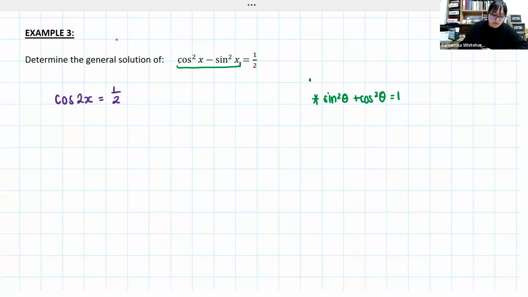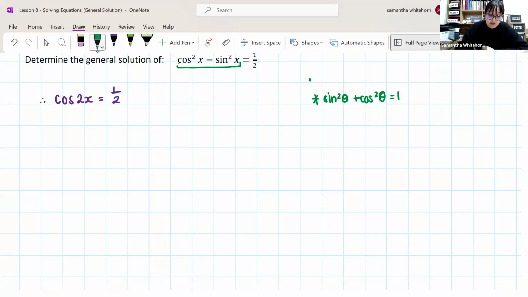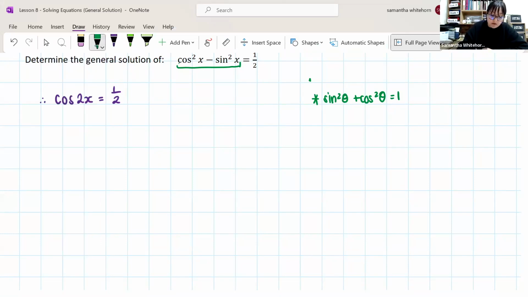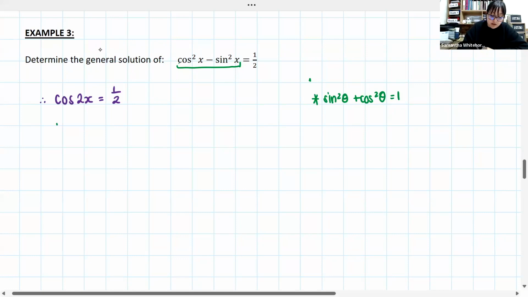Right, now that we've done that, our trig ratio is isolated. I don't really have to do anything there. And so the next thing that we need to go and do is find our reference angle. Ugh, technology.